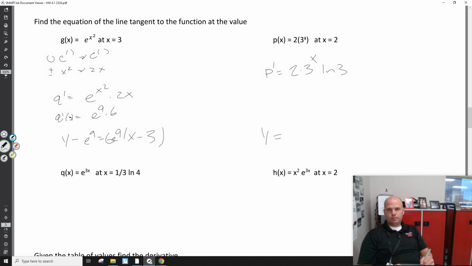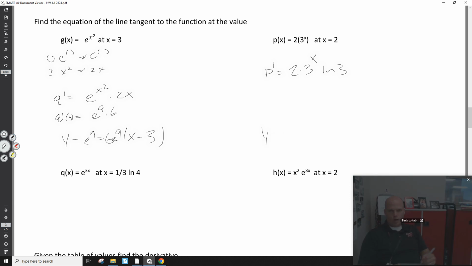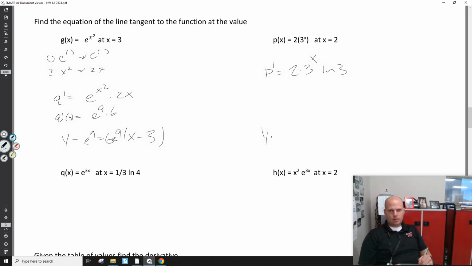Plugging in 2, y minus the y coordinate. Plugging in 2, I'd get 9 times 2, which is 18. Plugging in 2, I get 9 to 18 log 3, x minus 2.